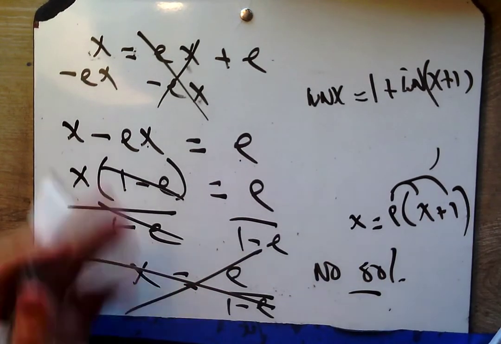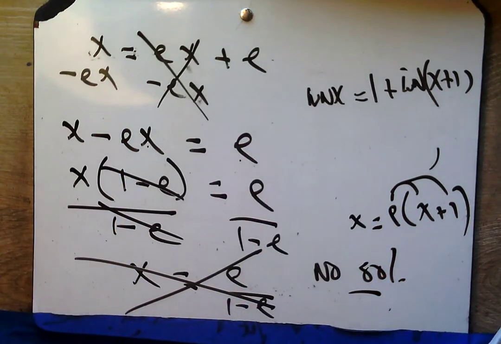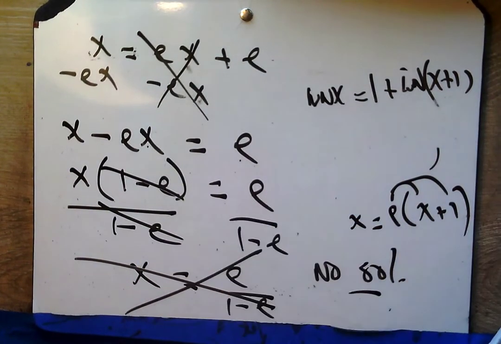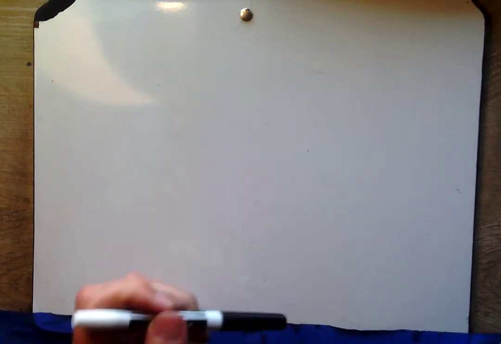Okay? The math was gentle, but it created an extraneous solution, and therefore, when I check, I see I can't take the ln of a negative number. And since this was the only solution, well, I don't have any solutions here. Graphically, it means these curves never intersect. All right? And think about this for a while.